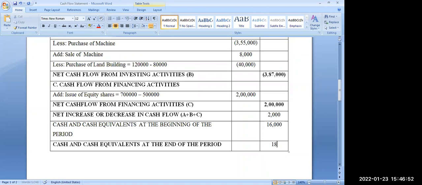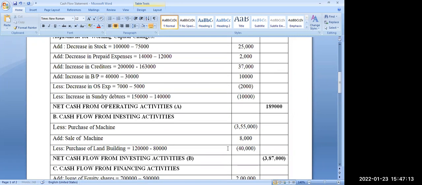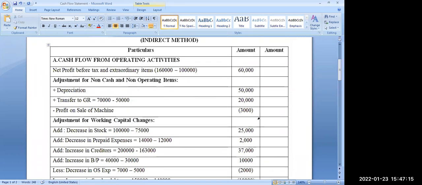18,000. Look at the balance sheet of the company for the current year. How much is the balance in cash at the bank? 18,000. So this is what we have to prepare the cash flow statement. We have to prove that the cash balance of 16,000 has become 18,000 because of these many reasons. And why do we prepare this? We have to be worried about this amount.